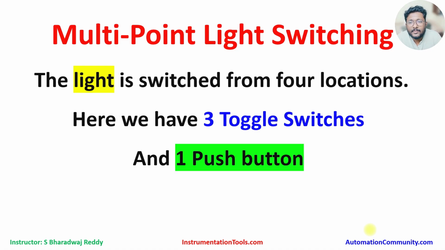In this video, I will discuss one simple example, which is multi-point light switching. In this example, we have one light, and this light can be switched from 4 locations. We have 3 toggle switches and one push button. If you observe here, we have different switches. One is a push button and 3 are toggle switches. We have 4 inputs and 1 output.